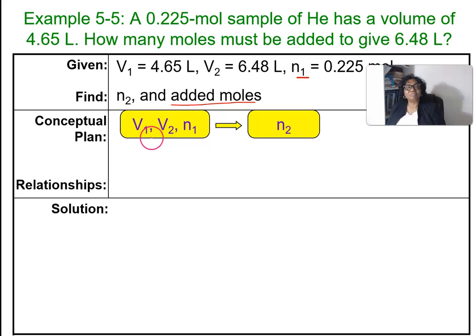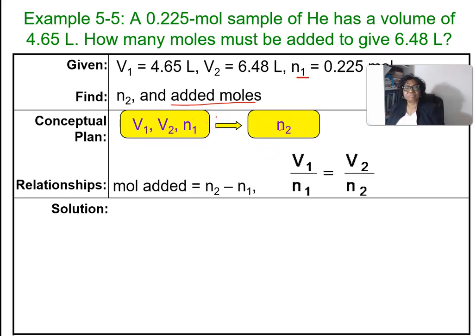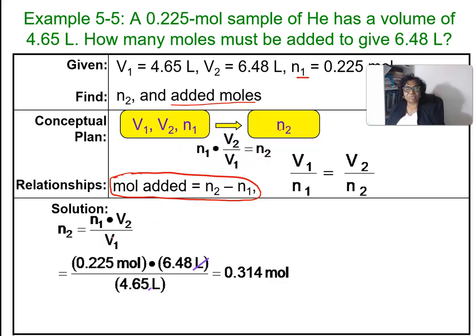We have V1, V2, and N1, but we don't have N2. To get the added number of moles, we have to find N2 first, then subtract N1 from N2. So this is our equation to find N2. Let's do our substitution and solve for N2. So this is N1 times V2 all over V1.